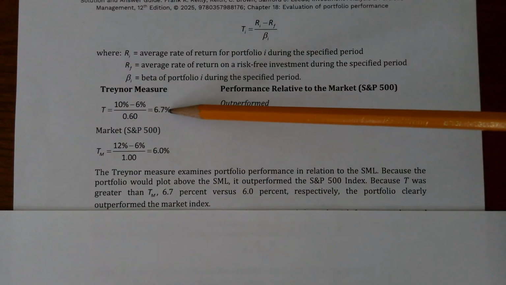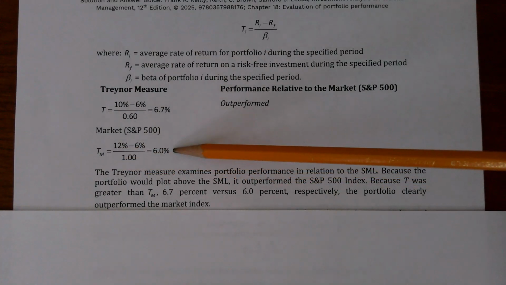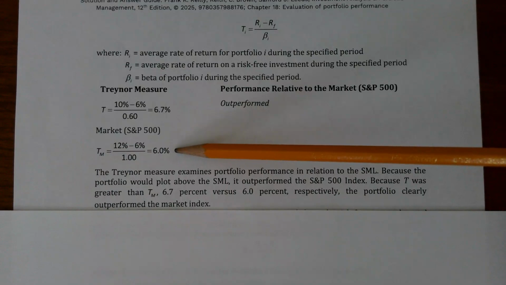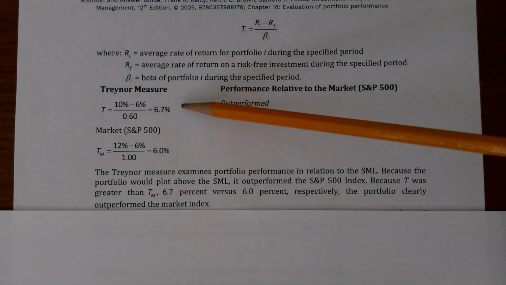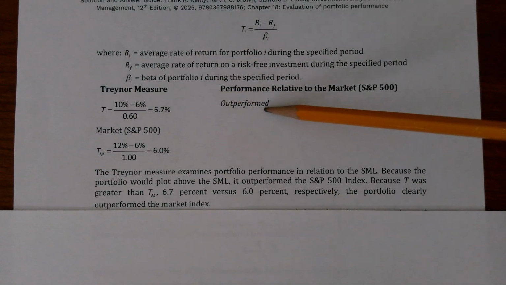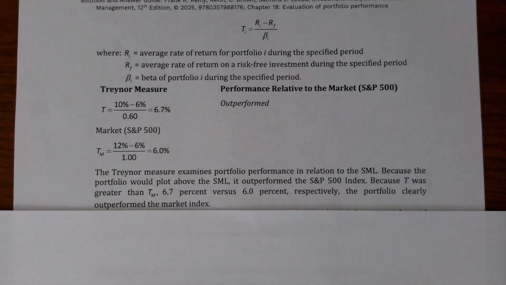You get 6.7%. Here's the Treynor on the market. You get 6%. Remember that this would plot directly on the SML because it's Treynor. That is above. So we can conclude that the portfolio X outperformed the market on a risk-adjusted basis if we use the Treynor measure. Here, all of that is explained to you. Then they want you to do it the Sharpe method or Sharpe technique.